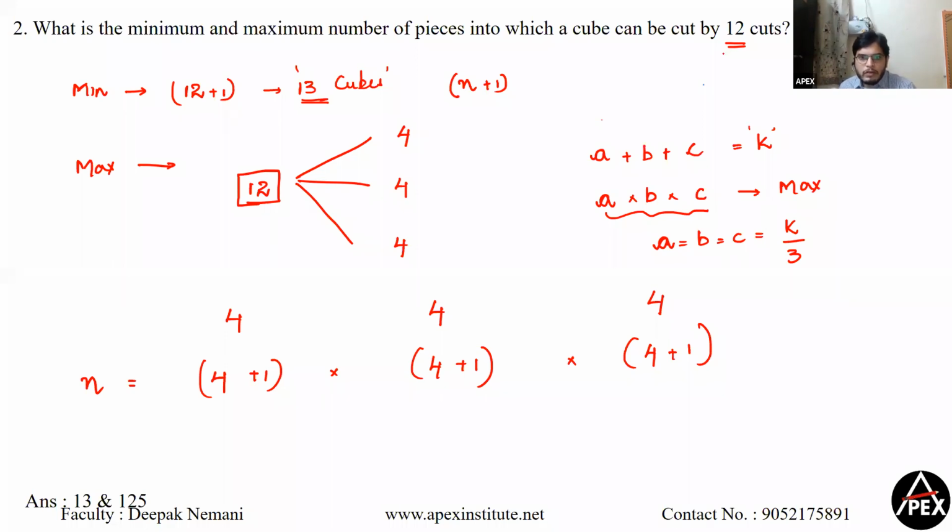We have 6 students who sent me the answer as 64. So why did you get 64? You forgot to add this one. Please don't do that. So this will be 5 into 5 into 5, so 125. By making 12 cuts, you can make 125 identical cubes. Clear? Yes or no? Quick responses, please.